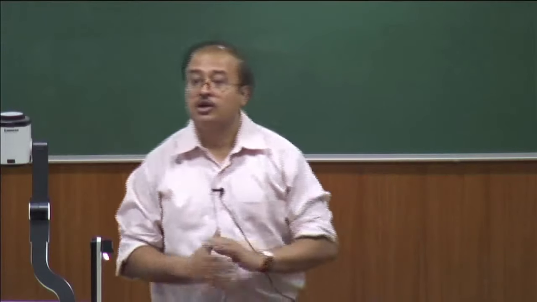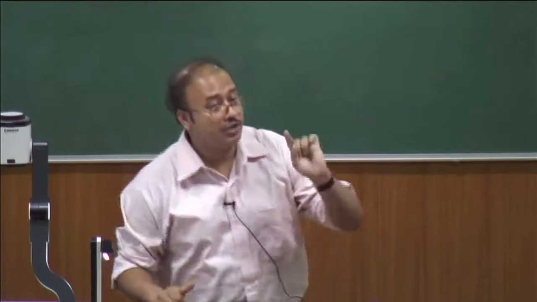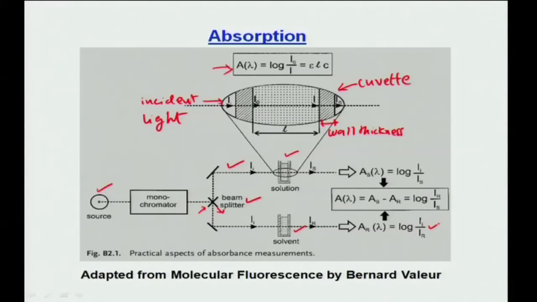Now, how is the experiment typically done? Please also remember this is not the only thing. If you are having two beams, that means you are using two cuvettes. So, this is cuvette 1, this is cuvette 2. No matter how carefully the company manufactures the cuvettes, there would always be subtle differences in the cuvettes.